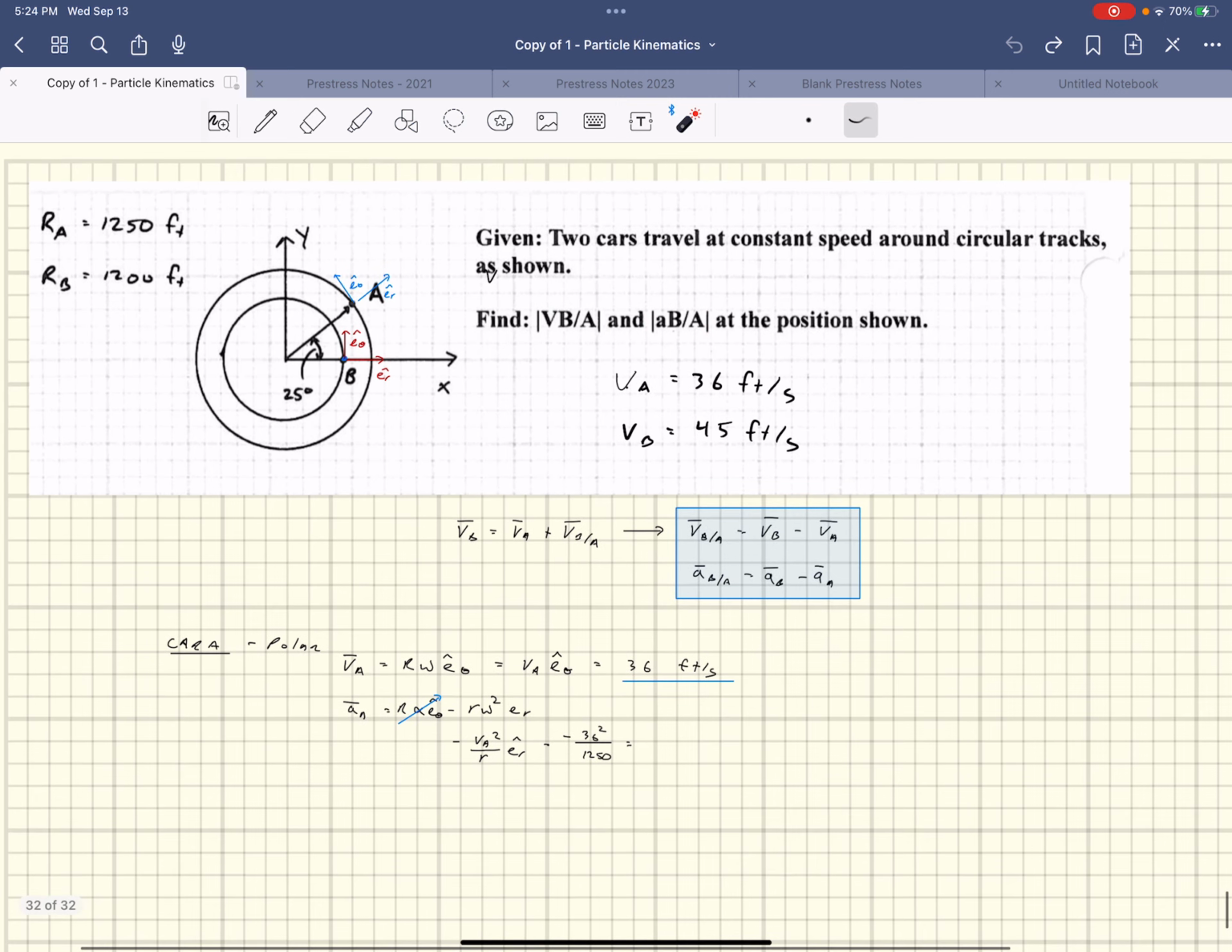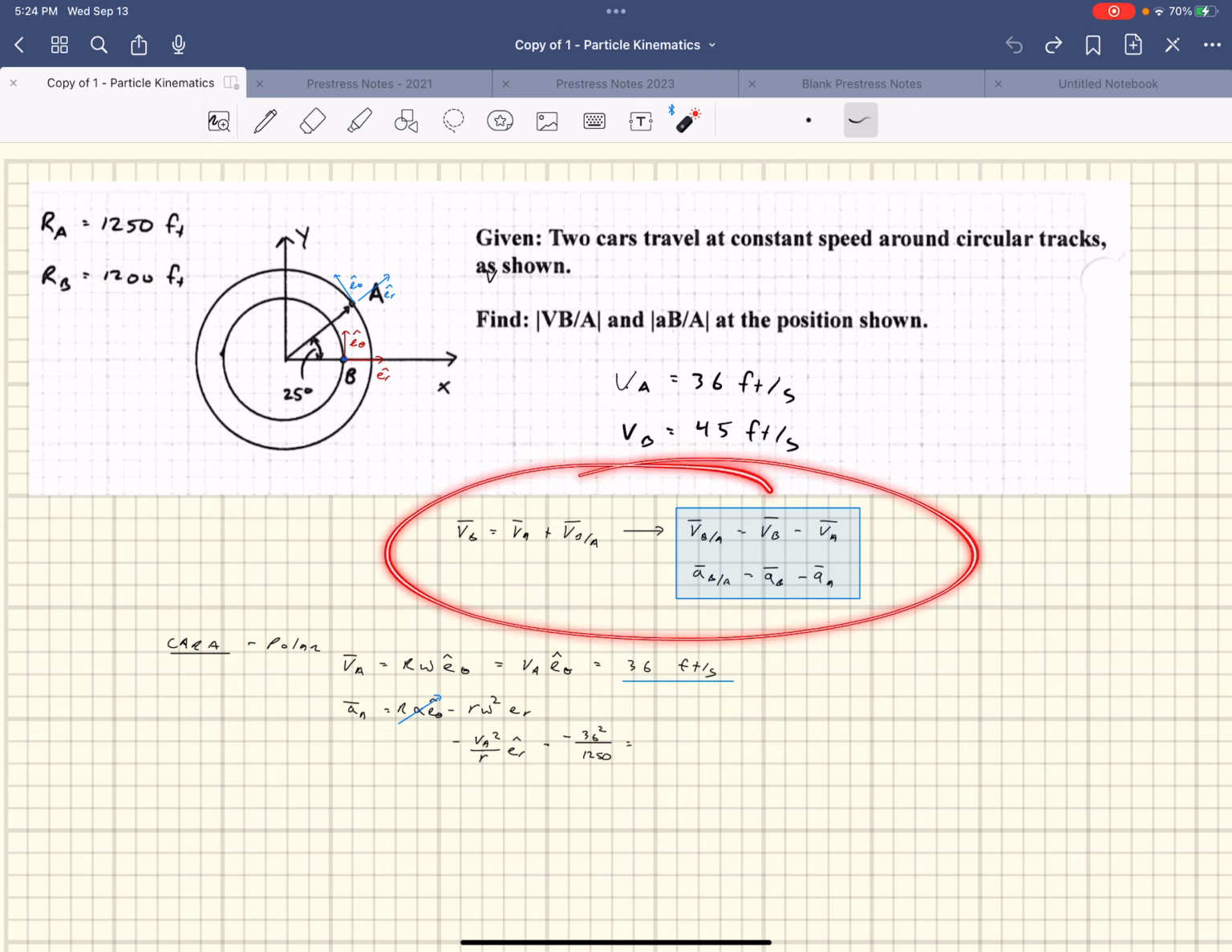All right, what's given to us is VA is 36 feet per second, VB is 45 feet per second, and at the instant shown, they have an angle of 25 degrees between them. The radius of A is 1250 and the radius of B is 1200. And the way we're going to get these accelerations and velocities is as such.